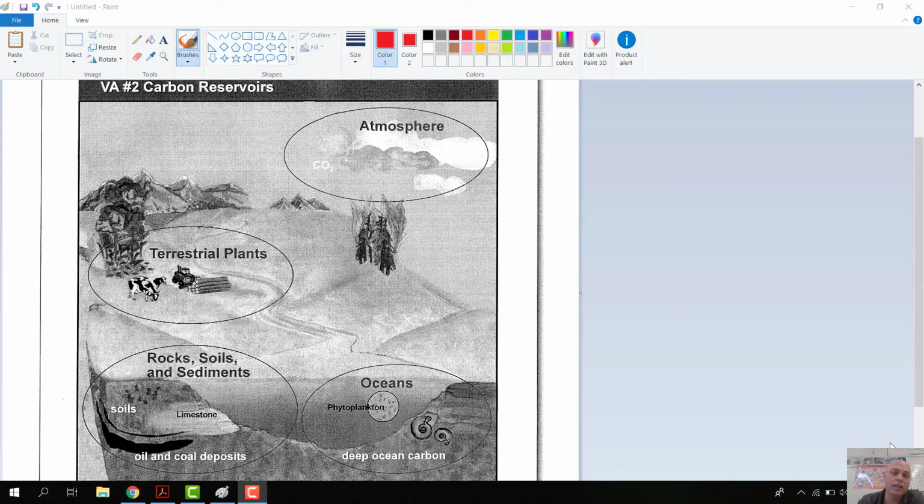So most of the carbon in the Earth system is found in these four reservoirs. And you can see that they're all circled here. So one reservoir is the atmosphere, one is terrestrial plants, one is rocks, soil, and sediment, and then the last one is oceans. So in the atmosphere, most of the carbon that we find is going to be in the molecule CO2 right there. And that's going to be in a gas form. So that's not in a solid or a liquid, but in a gaseous form.